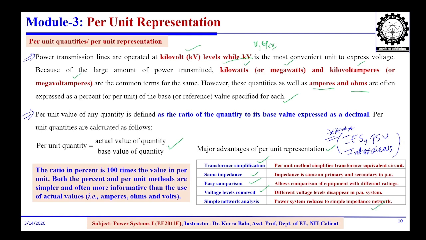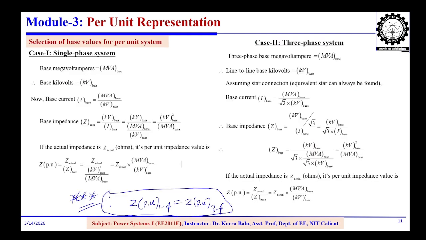Okay. Then we'll see how the base values are going to be chosen. These are the mathematical expressions which represent the impedance in per unit for the single phase and the impedance in per unit for the three phase. We'll start with the single phase and the three phase. At the conclusion, we'll see that the per unit impedance in the single phase is equal to the per unit impedance in the three phase. Both are the same under balanced conditions.